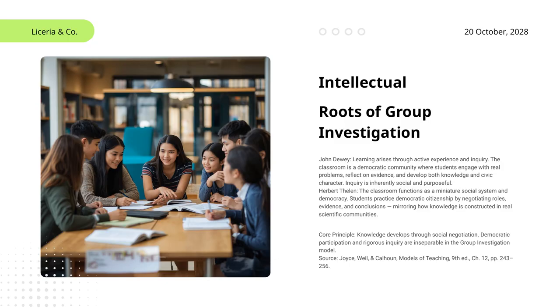The intellectual roots of group investigation come mainly from John Dewey and Herbert Thelen. Dewey emphasized learning through active experience, inquiry, and democratic participation. Thelen viewed the classroom as a miniature social system where students practice democratic citizenship through roles, evidence, and shared conclusions.